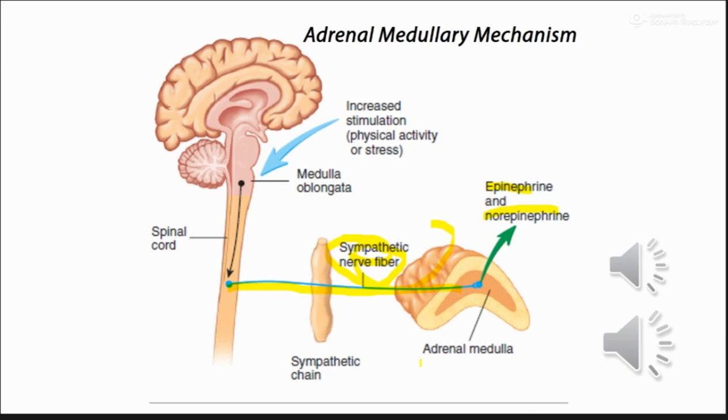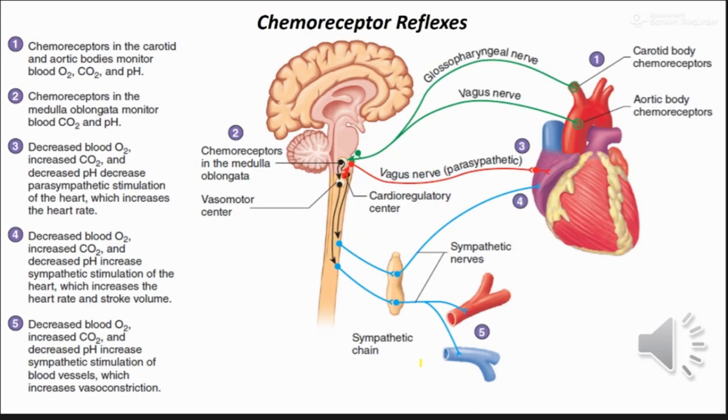Let's go next to your chemoreceptor reflexes. Chemoreceptor reflexes are just like your baroreceptor reflexes, okay? But here, the stimulus will be a decrease in blood oxygen, or an increase in carbon dioxide in the blood, or a decrease in pH. So we have your chemoreceptors in your carotid body and aortic body.